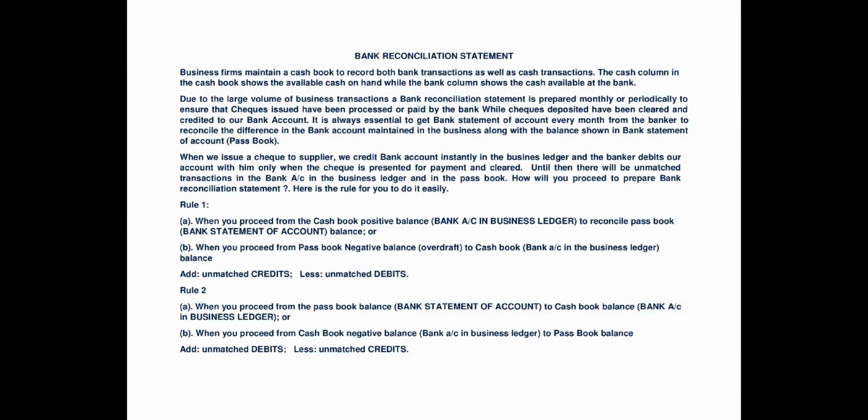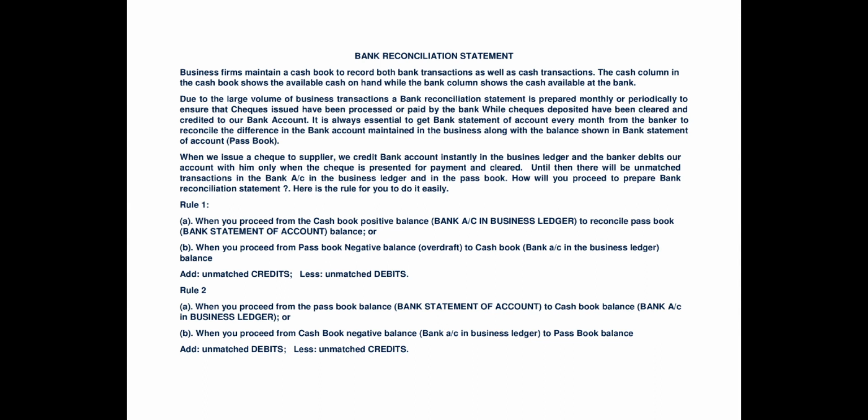Business firms maintain a cash book to record both bank transactions as well as cash transactions. The cash column in the cash book shows the available cash on hand, while the bank column in the cash book shows the cash available at the bank. However, due to the large volume of business transactions, there is always some difference between the bank account maintained in the business ledger and the bank account maintained by the banker.